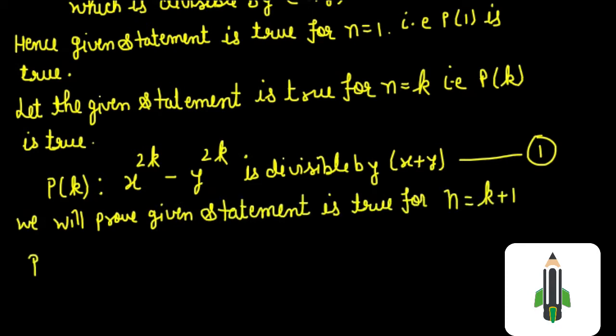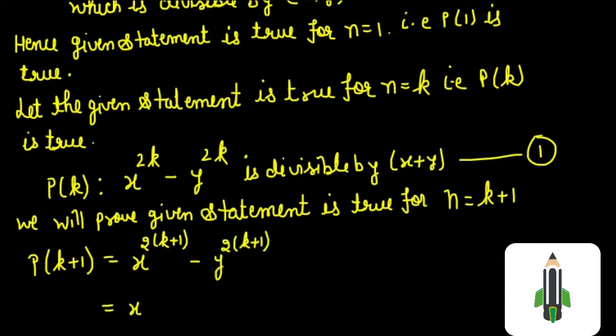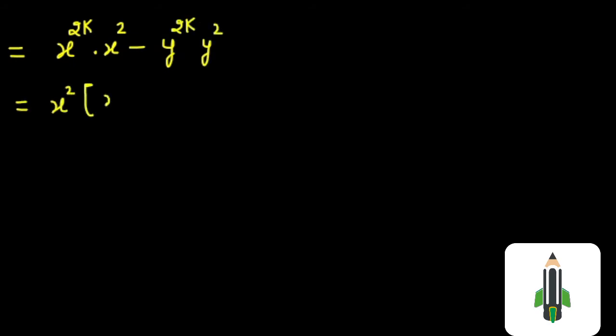So Pk plus 1 is equal to x raised to the power 2 k plus 1 minus y raised to the power 2 k plus 1. After solving this, x raised to the power 2k plus 2 minus y raised to the power 2k plus 2. It can be written as x raised to the power 2k dot x square minus y raised to the power 2k dot y square.